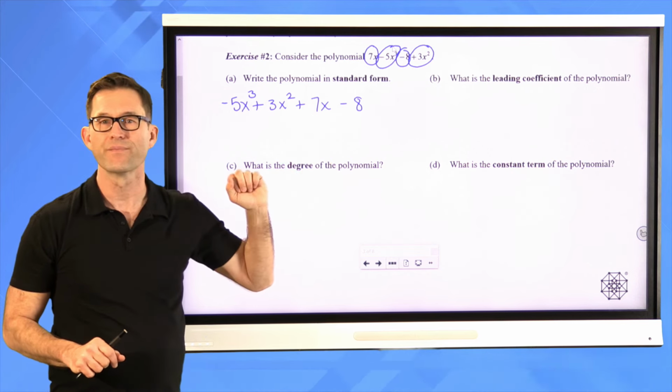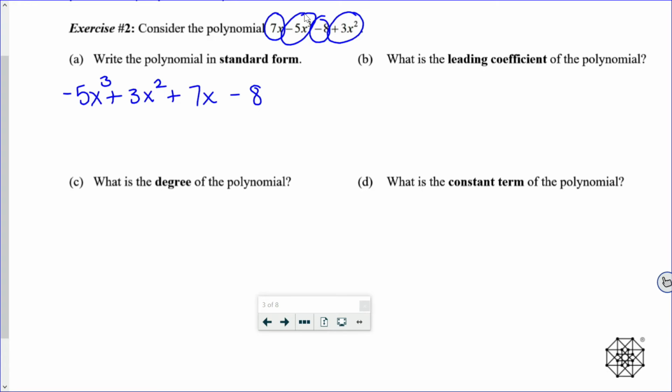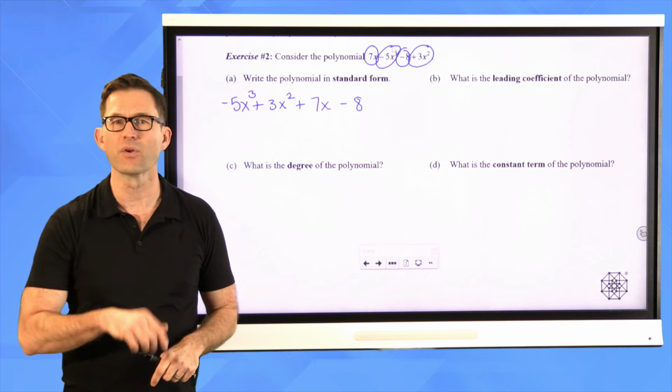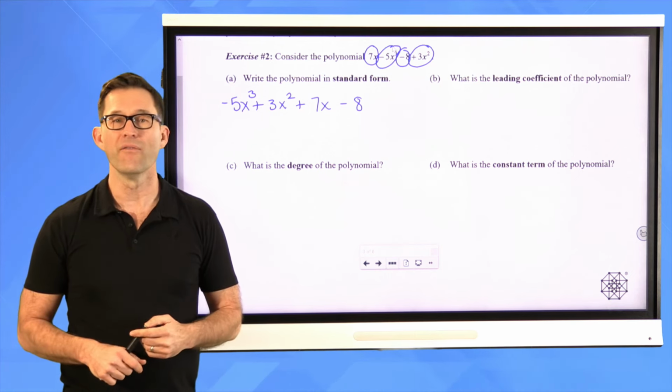Letter B. What is the leading coefficient of the polynomial? All right, well, see if you can remember what that term means and see if you can write down what the leading coefficient of this polynomial is.